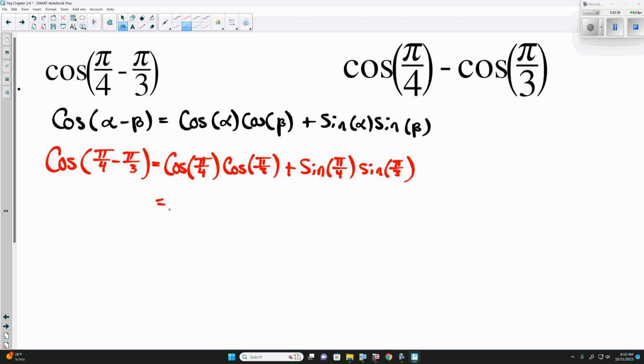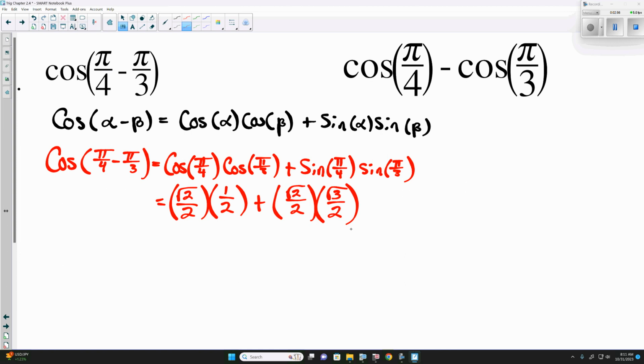At this point, we can plug this into the calculator, or we can use the unit circle, because we have cosine of pi over 4, which is square root 2 over 2, multiplied by cosine of pi over 3, which is 1/2. Sine of pi over 4 is square root 2 over 2, and sine of pi over 3 is square root 3 over 2.